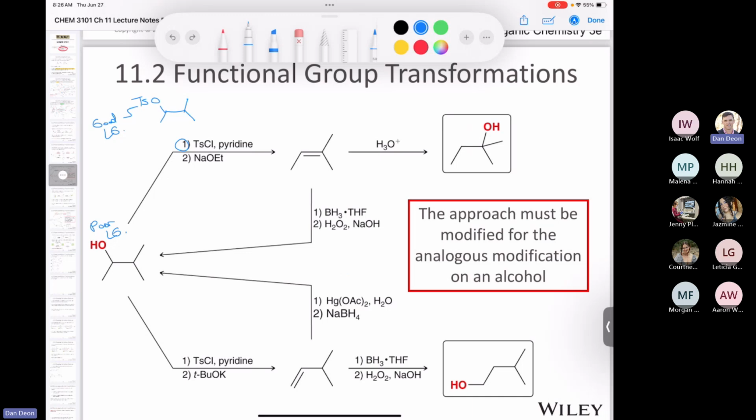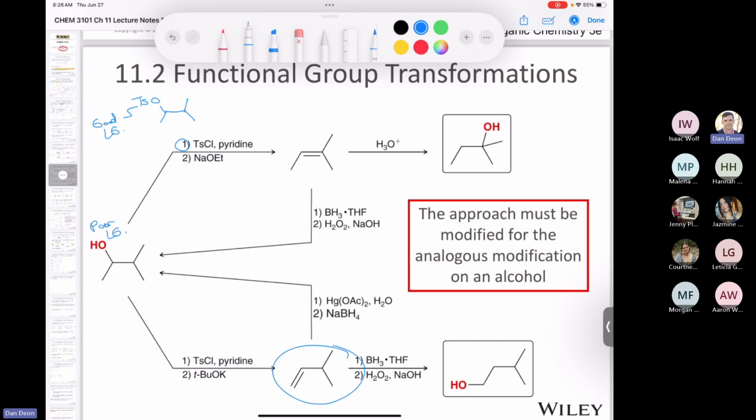So now you can make a Zaitsev alkene, or you could make a Hofmann alkene, right? Then you can do hydration, a Markovnikov hydration. You could do, let's say you made a mistake here, but God forbid, okay, you could do an anti-Markovnikov addition of water, which we went over a couple of slides ago.